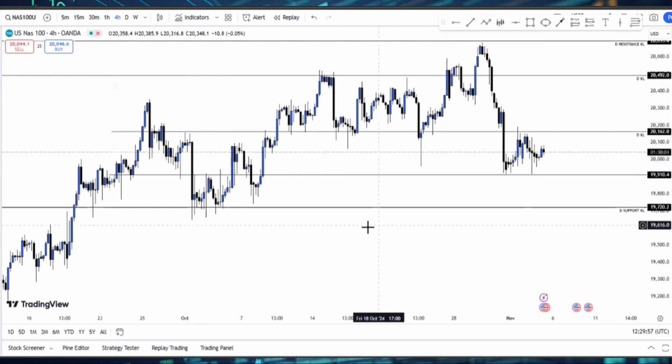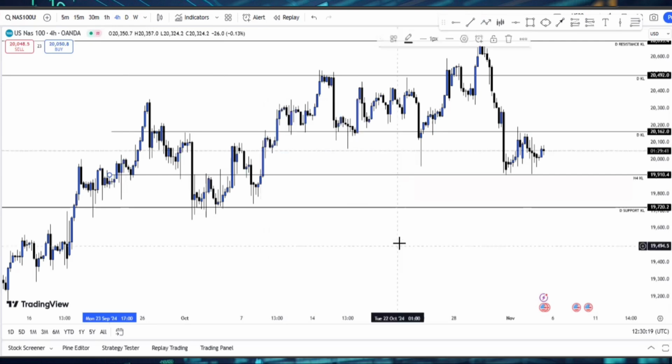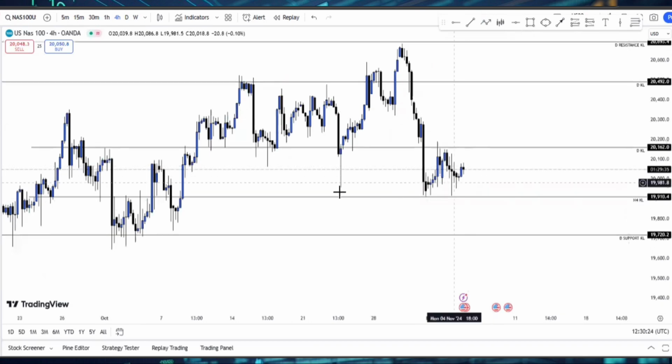So as you can see here, we have a support here that was broken, turned into a resistance, extended all the way to this level, and now it's a support here. It's a clean support here, all right? So H4 key level, just like this. Okay, so we have the H4 support key level here, just like this.